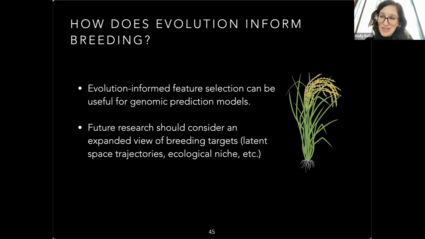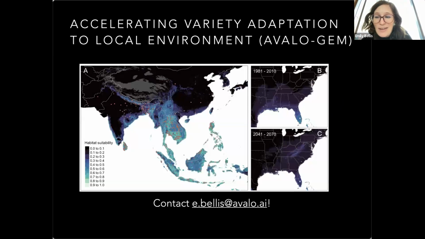For ecological niche, we are actually starting some work in that soon as part of a new project. I'm shamelessly calling this Avalo gem after our company, accelerating variety adaptation to local environments. And so we're starting this work in rice, but if anyone is interested in other crops or just wants to talk about what we're thinking about there, please feel free to get in touch.